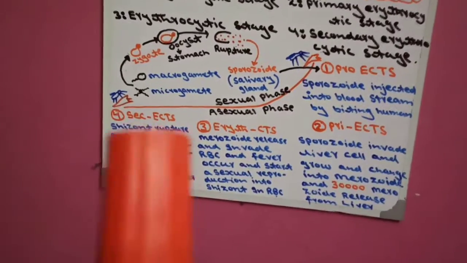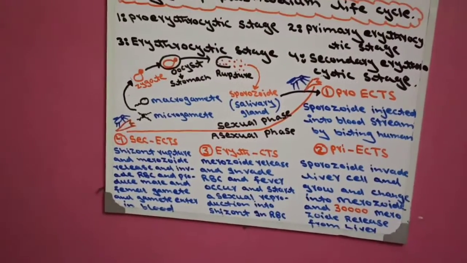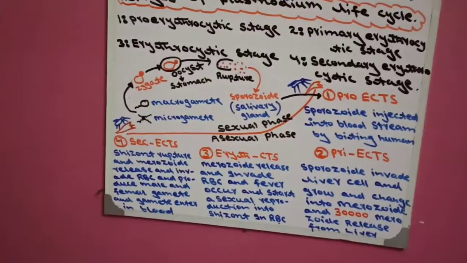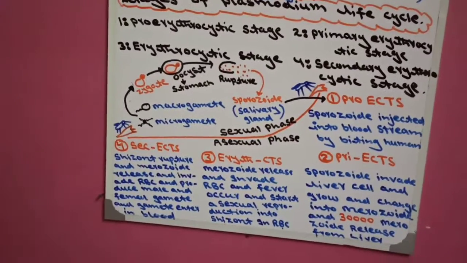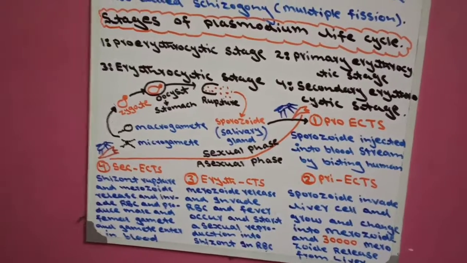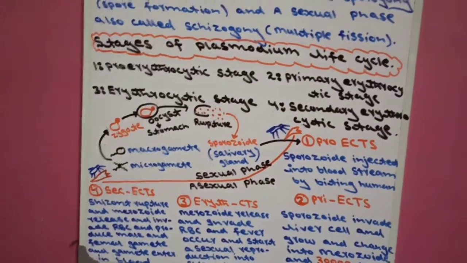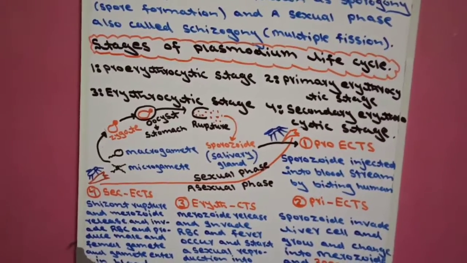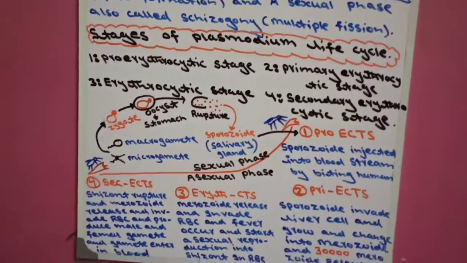But in the secondary erythrocytic stage, again the Plasmodium invades the RBC to produce male and female gametes, which are necessary for sexual reproduction, which occurs inside the female Anopheles mosquito.